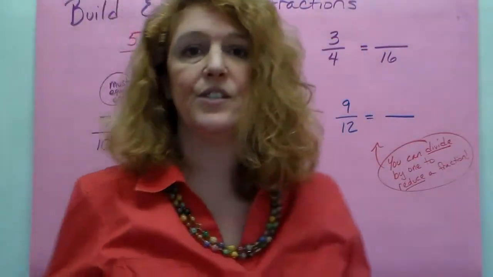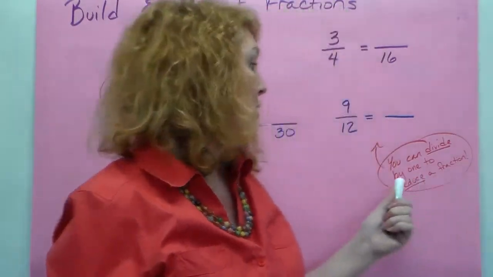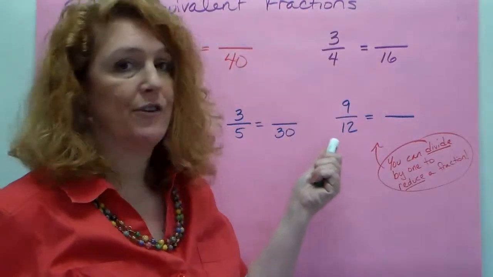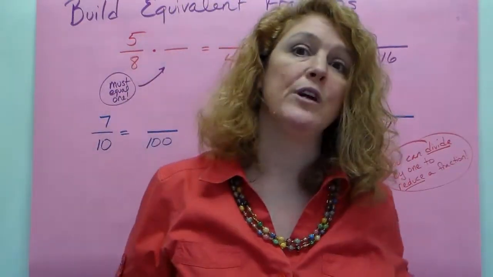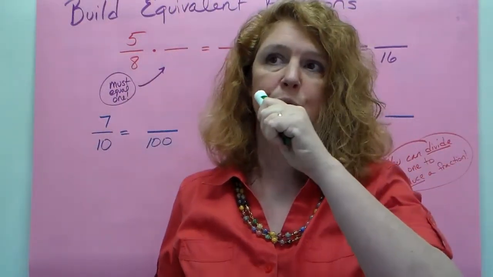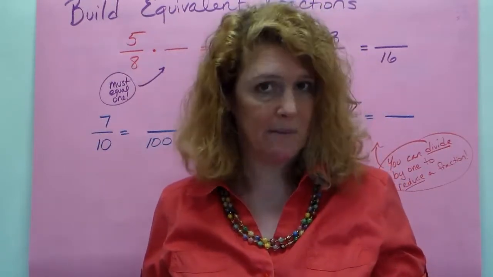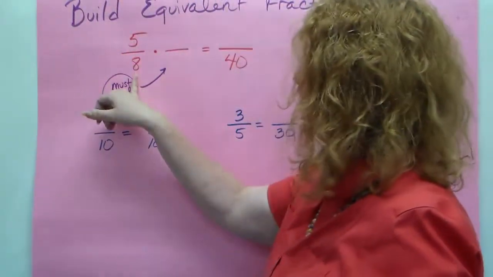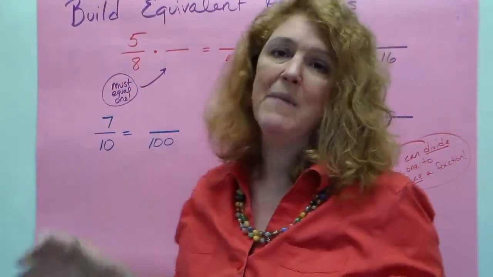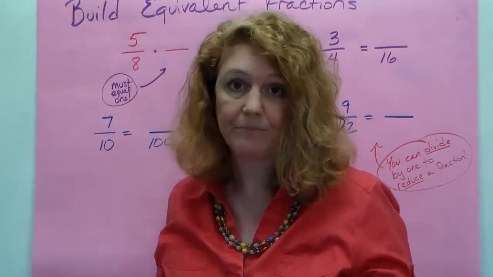The next thing they're going to ask us to do is to build equivalent fractions. Now, we've already worked with reducing fractions by dividing the top and the bottom by the same number, but today we're going to learn also how to make equivalent fractions by multiplying the top and the bottom by the same number. Let's say that I have 5/8, but I want to make it into 40ths for whatever reason.